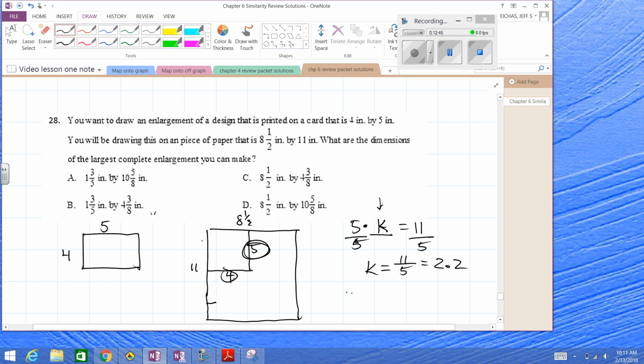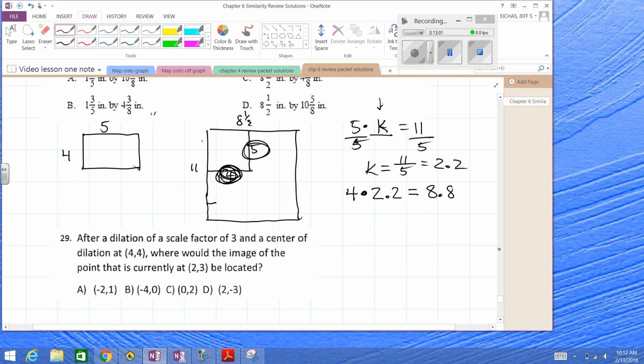Now, if we take the same scale factor and multiply 4 by 2.2, we get 8.8. That's going to be too large of a scale factor, meaning we are off the page. If we make the card fit all the way this way, it's going to be too wide. It's going to go out of bounds. In that direction, the 4 is going to be too big. So we can't go all the way with a scale factor of 2.2. That's too much. Let's try the other one.